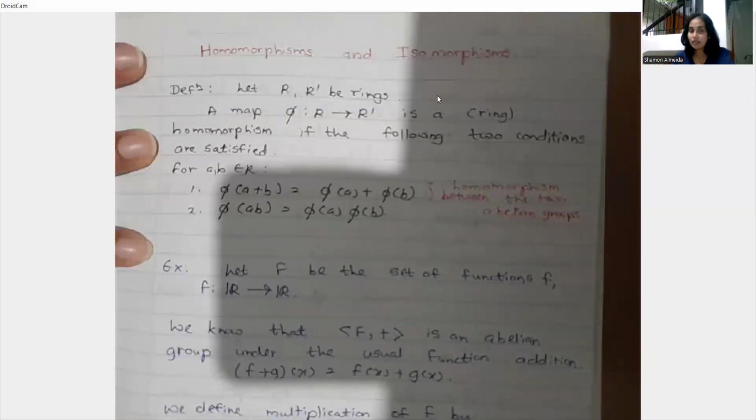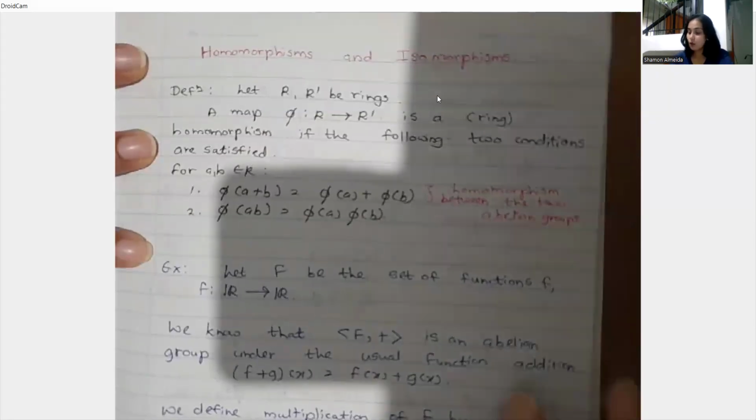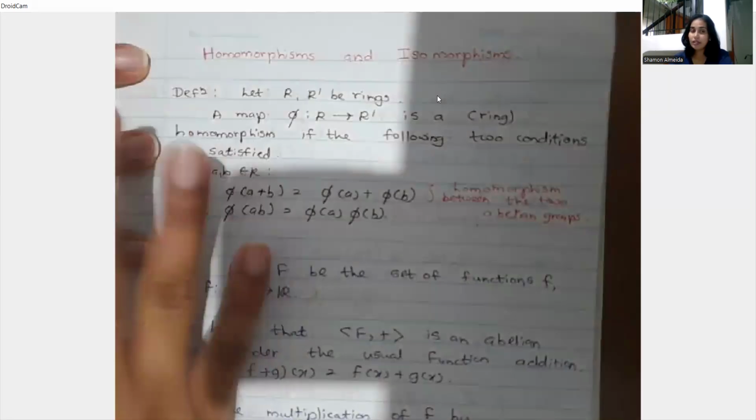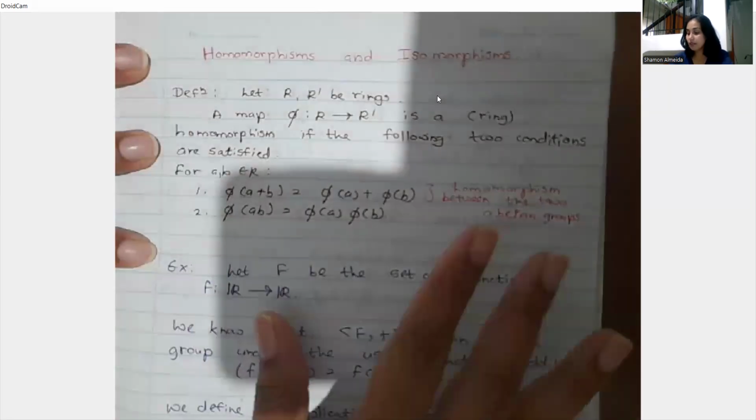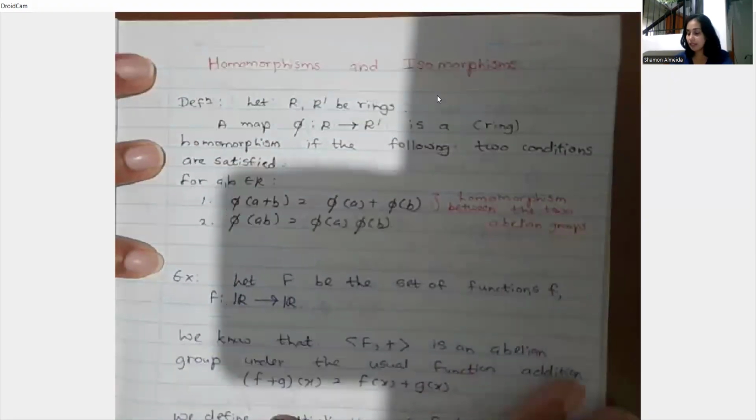Before we start today's lesson, let's go over the topics that we covered last time. Homomorphism. So we are in the middle of doing ring theory. Last time we covered homomorphisms and isomorphisms. Let's go over the definition very briefly.